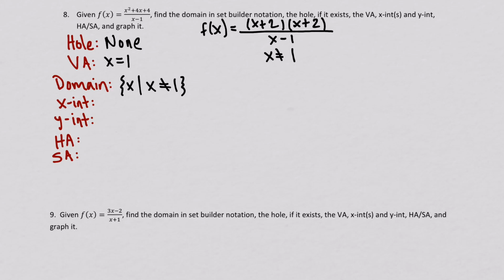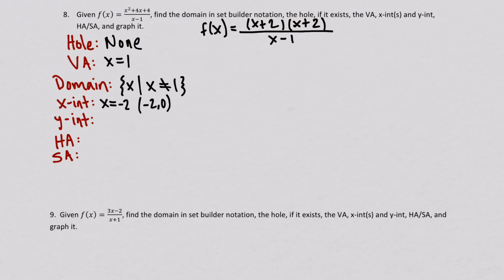X-intercepts, look at the numerator. Those two values, x plus 2, x plus 2, each one of them gives you an x-intercept. So x equals negative 2. I'm going to write it in coordinate order pair form, so negative 2, 0. And that one is an actual intercept because it does not contradict the holes or the vertical asymptotes, right? So that number is the only x-intercept.